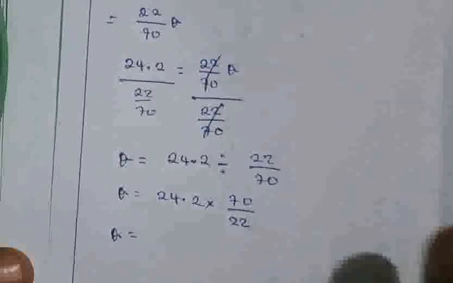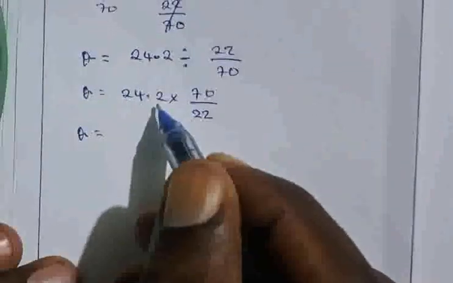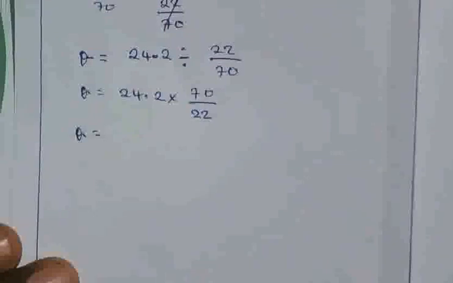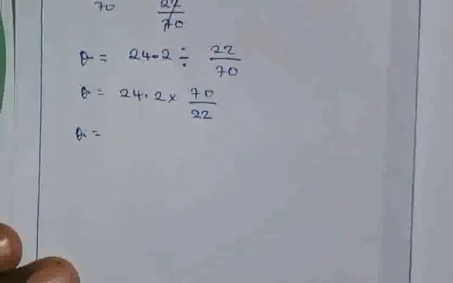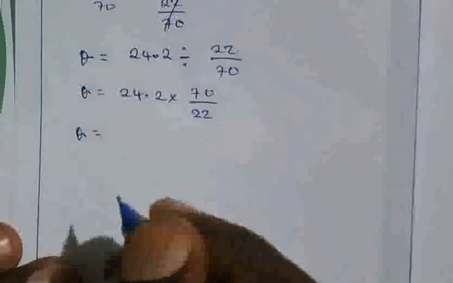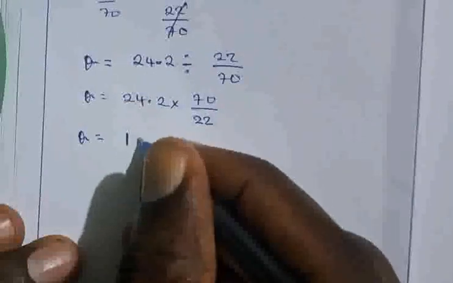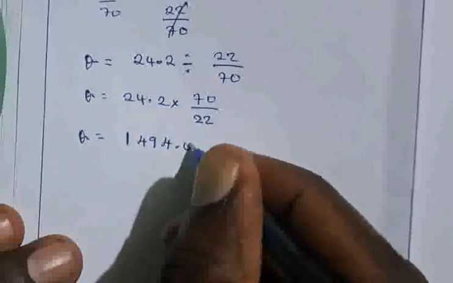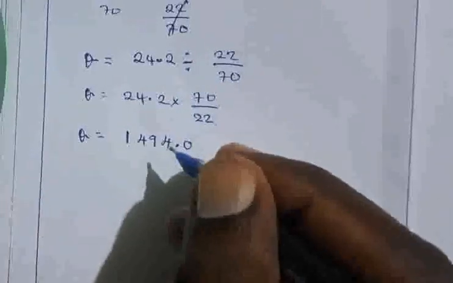Theta is equal to, what is 24.2 times 70? Remember how we first of all ignore the point, and then after we find the answer, we introduce it later on. So after doing all those, we're going to have an answer that will look like 1,494.0, or just say 1,494.